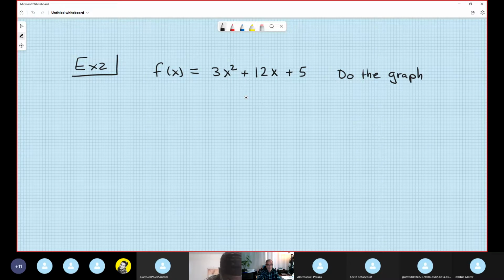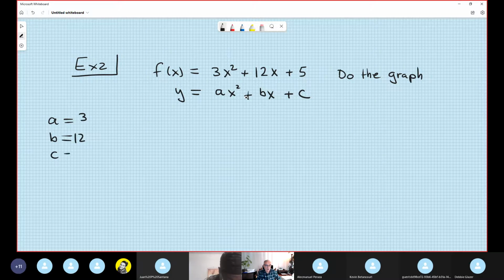Opinion. We have two possibilities. Standard. Absolutely. I see it's standard because mentally you compare with ax squared plus bx plus c, no? So it is obvious that a is 3, b is 12, and c is 5. Super good.